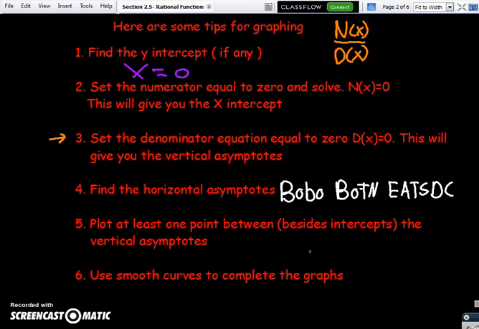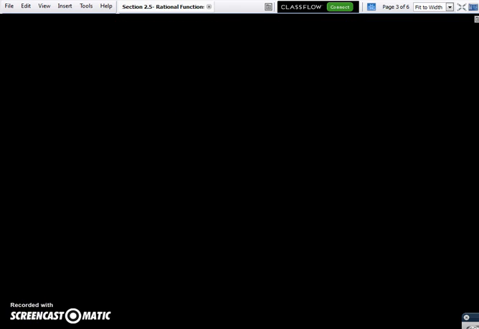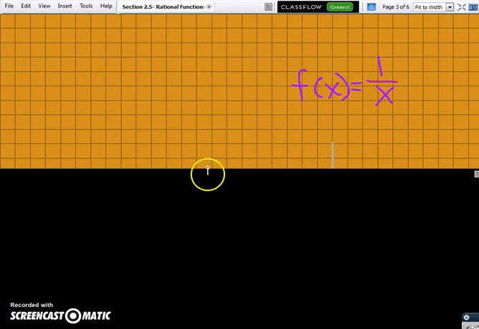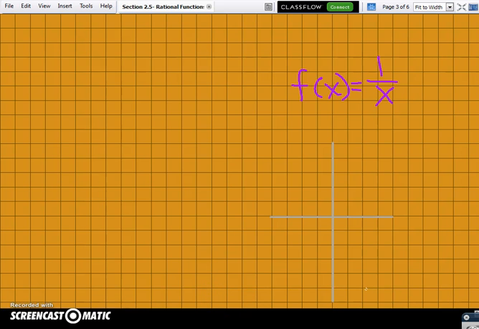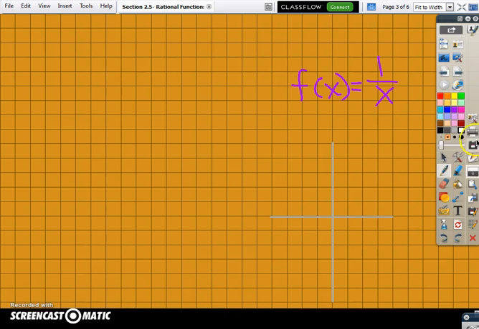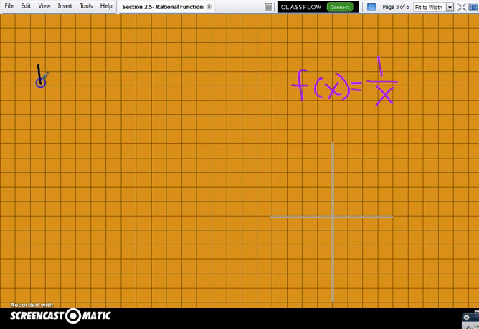So, there's a lot to take in, so let's go through the process here. Let's look at this particular function: f of x equals 1 over x. Step 1, you set x equal to 0. That means I get 1 over 0. Can that happen? Sure as shooting, it cannot happen. So, is there going to be a y-intercept? No. That means this graph is not going to cross my y-axis.